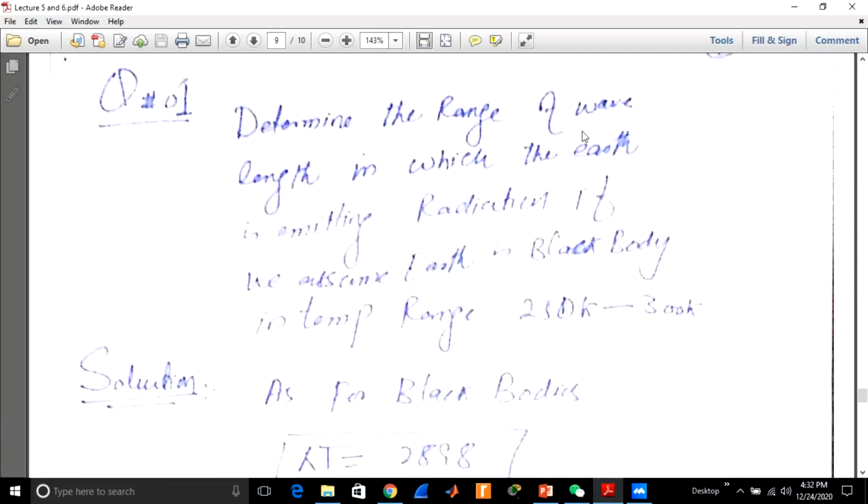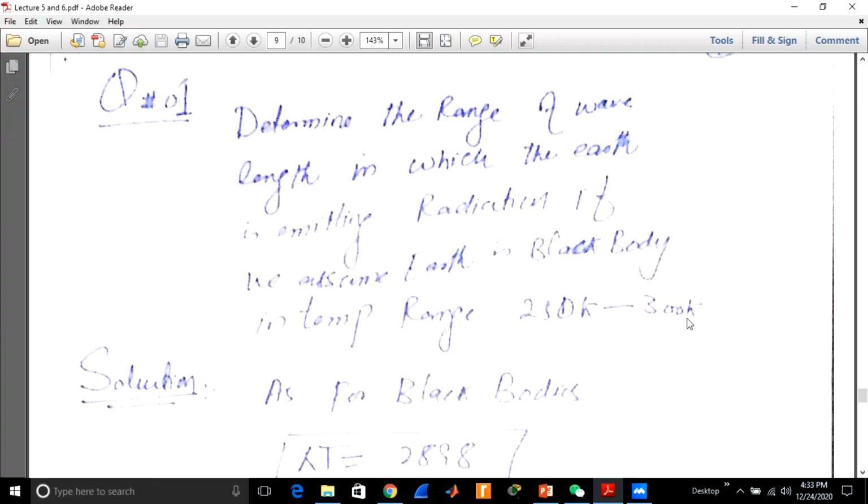So determine the range of the wavelength in which the earth emits radiation if we assume the earth is a black body. We assume that the earth is a black body, and you find the range of wavelength if the temperature range is 250 to 300 Kelvin.